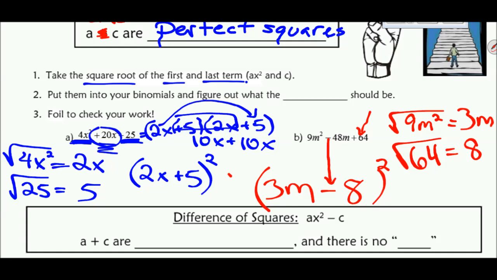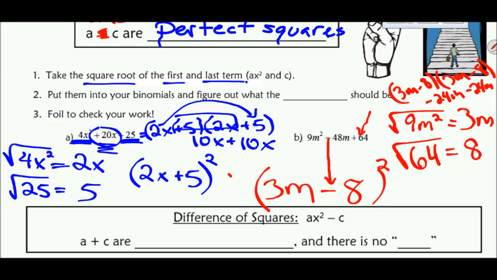It's the same kind of thing here. When I FOIL that out, 3m minus 8 and 3m minus 8. When I do the constant times the 3m, it's negative 24m and negative 24m. Those combine to make a negative 48. So if you notice that that's a negative sign, this also needs to be a negative.